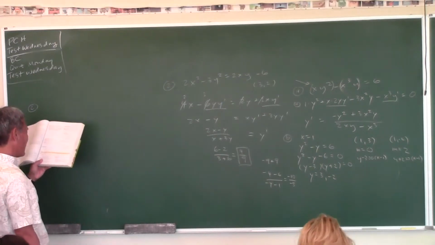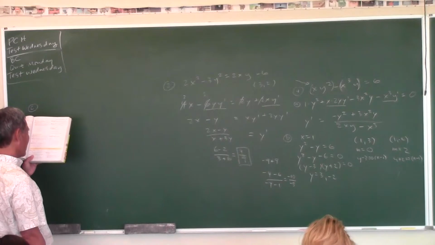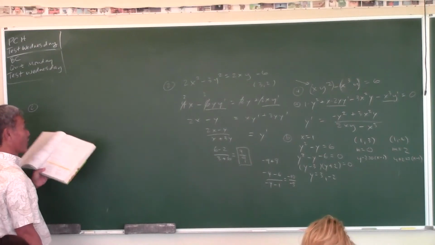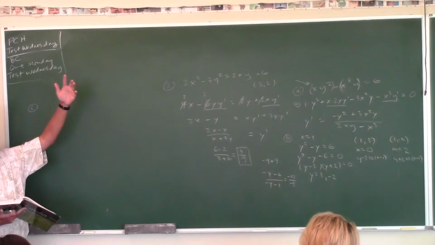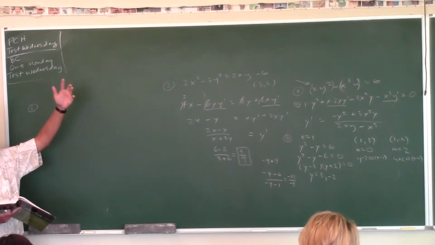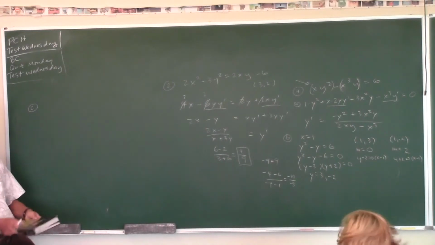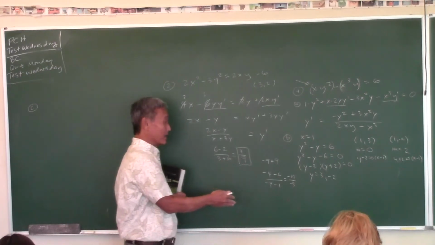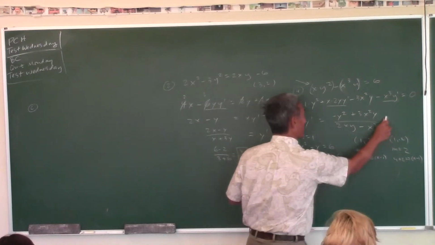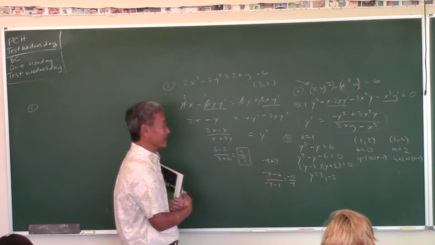C. Find the x-coordinate of each point on the curve where the tangent line is vertical. How many people got this? I started it, but I didn't know how to finish it. Okay, if it's going to be vertical, what is the slope of a vertical line? Undefined. So here's the derivative right here. What would make that undefined?